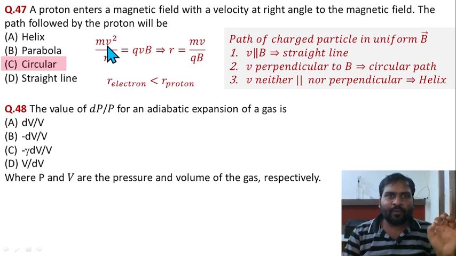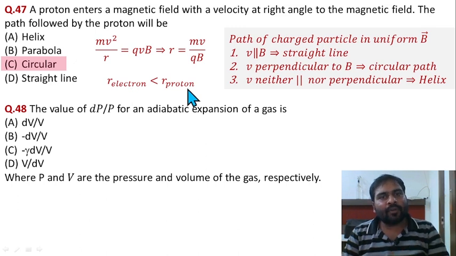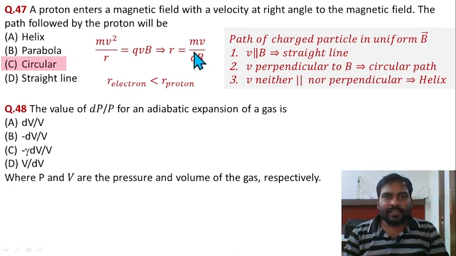Sometimes it also asks about the radius of that particular circular path. Use centripetal force equal to magnetic force: mv square by r equals qvB, because it is at right angle, so V cross B equals VB. From here, r equals mv divided by qB. Sometimes it can also ask about the radius of electron and proton paths. In that condition, since the mass of the electron is less than the mass of the proton, the radius of the circular path for the electron is less than the radius of the proton's circular path.